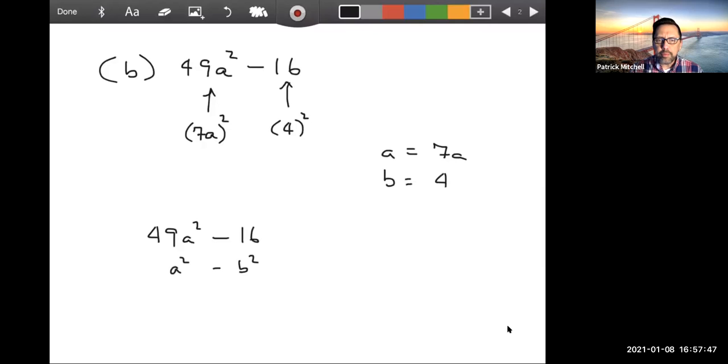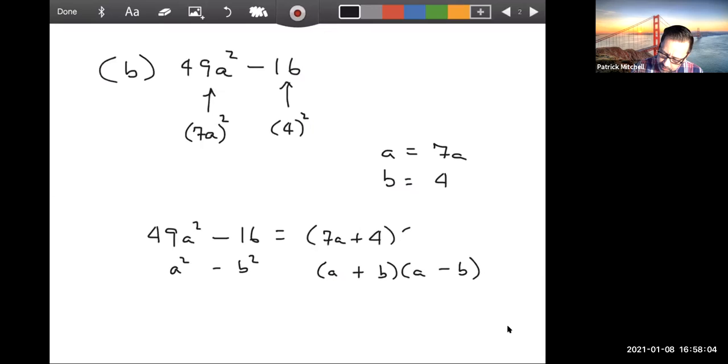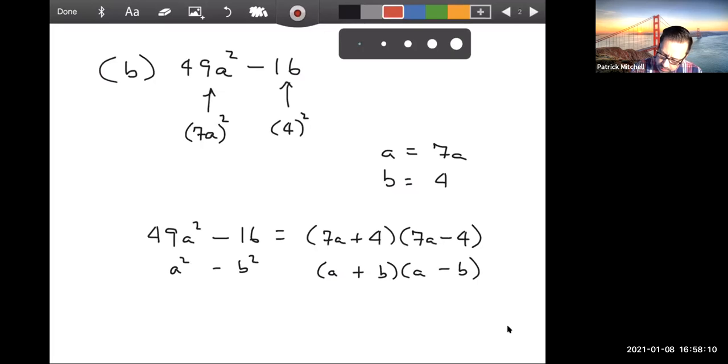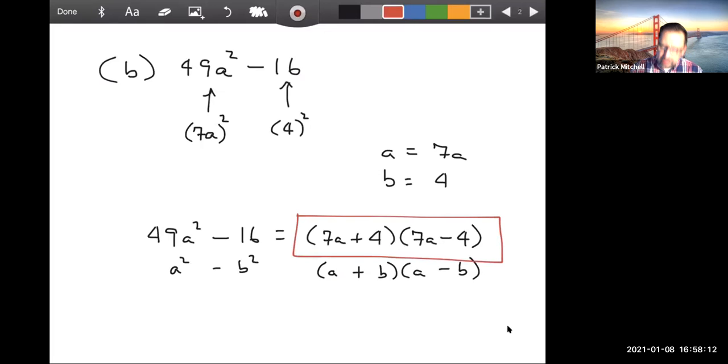All right, so just for variety and to emphasize that it doesn't matter, you could put a plus b, a minus b, instead of a minus b, a plus b. It absolutely does not matter. My answer for this could be 7a plus 4 times 7a minus 4. All right. And again, you can check that one. I think I'll skip the check on this one.